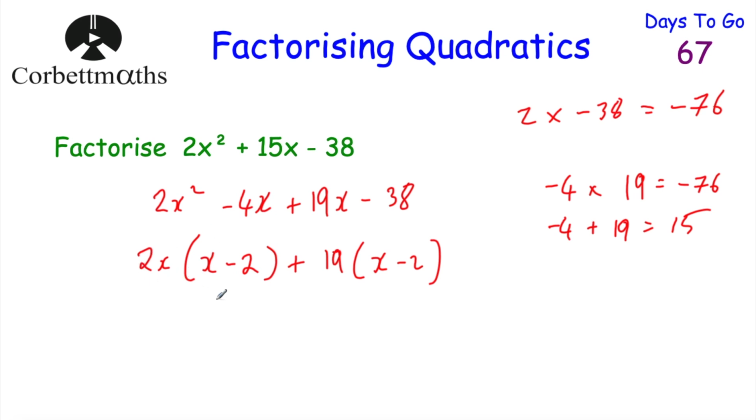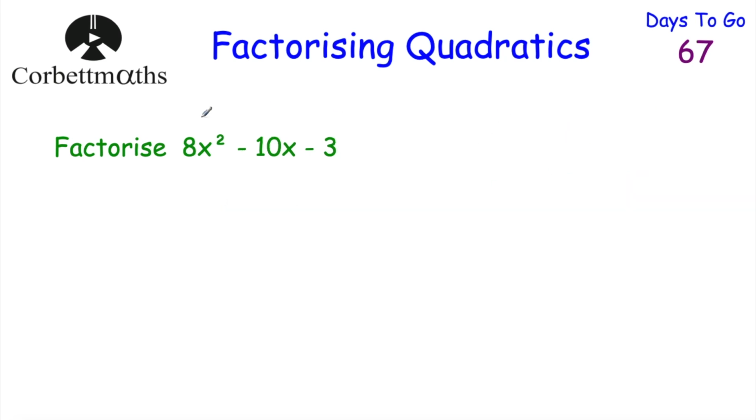So we've got 2x lots of x minus 2, we've got 19 lots of x minus 2, so altogether that'll be 2x plus 19 lots of x minus 2. And that's it, so we've factorized it. And as I said, you can use either technique. I do prefer inspection myself, but obviously if you like split in the middle and you're good at it, feel free to do that. Okay, let's have a look at one more example.